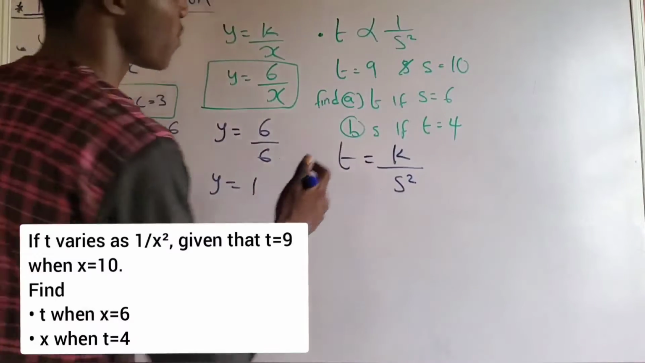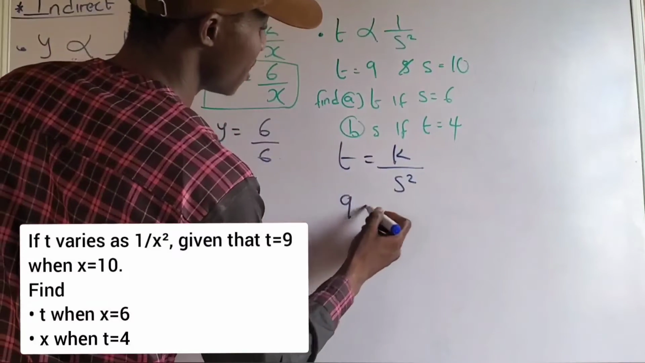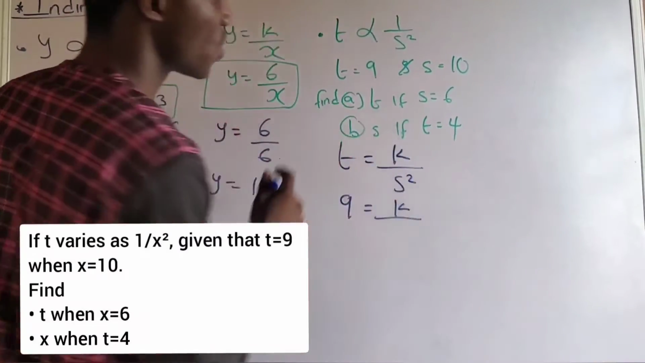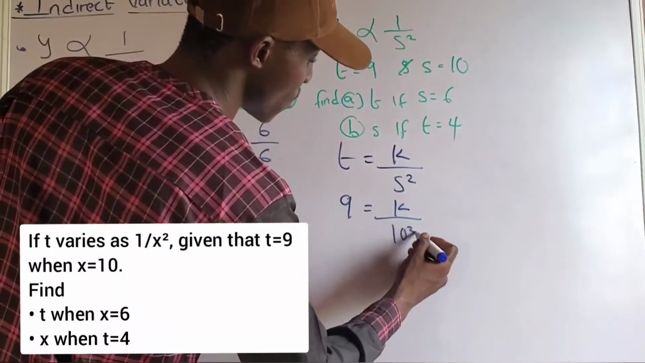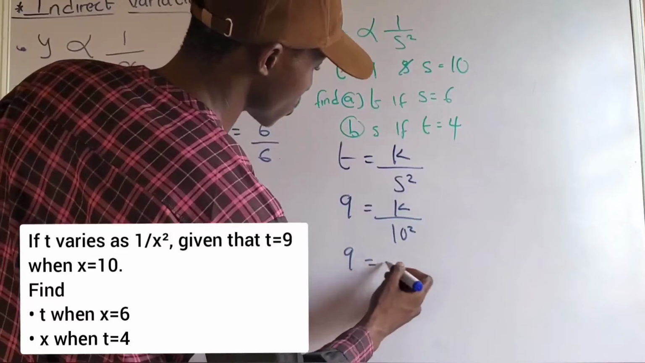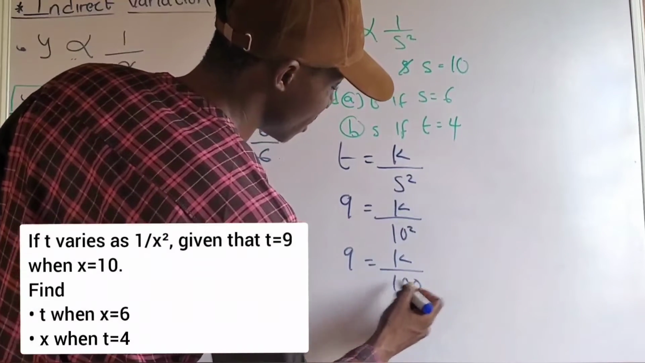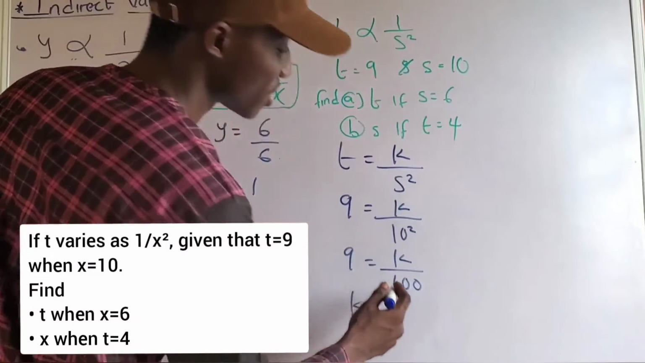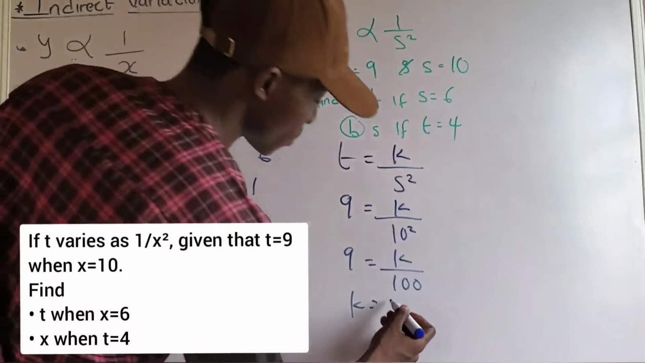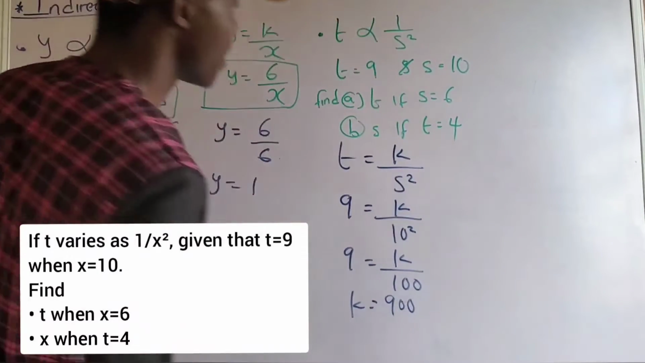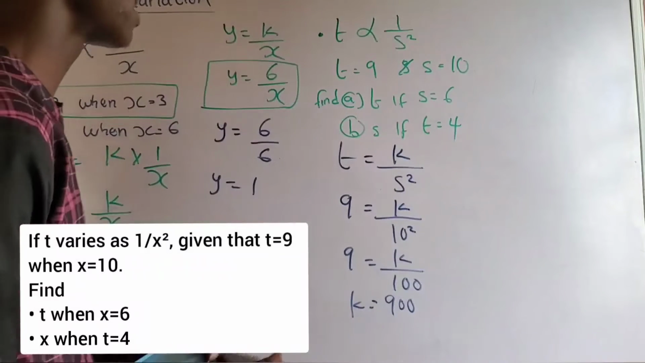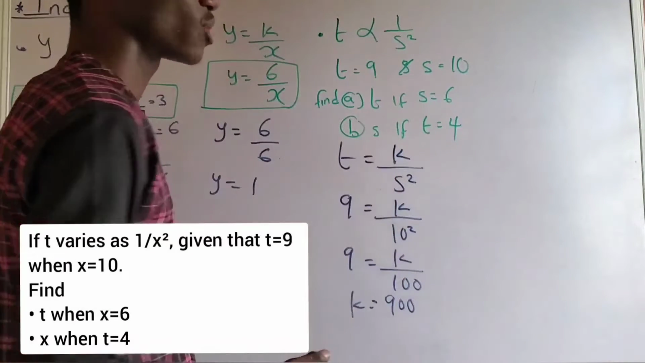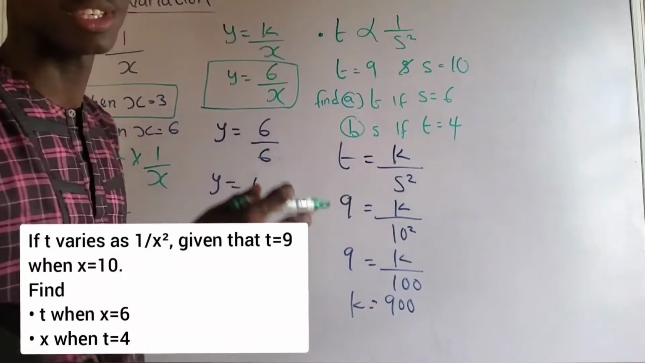So for t equals 9, I'm going to have 9 equals k over s squared. Now s squared is what? s is 10, so I'm going to have 10 squared. Now 9 is equal to k all over 100. So k is equal to what? 9 multiplied by 100, right? Yes. So k equals 900. Now, having gotten the value of k as 900, we can get the value of t when s is 6, because we have our proportionality constant.